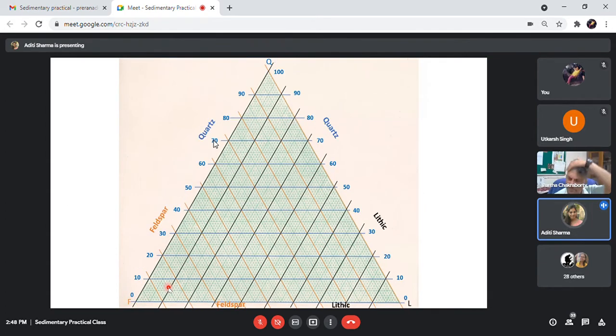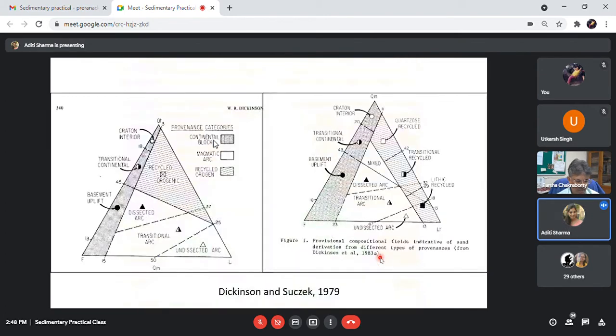So quartz is ranging from 100 to 0 here, so these two axes will represent your quartz percentage. These two axes, this one and this one, will represent your feldspar percentage. You can mark your feldspar content at this axis also and here also. And these two axes will mark your lithic fragments. So these are the fields that were characterized by Dickinson. We'll see how we mark these fields in the triangular plot.